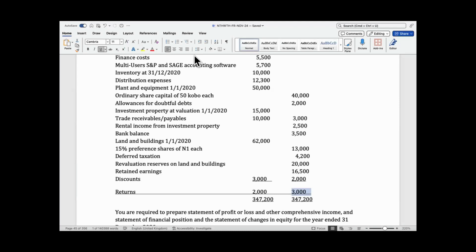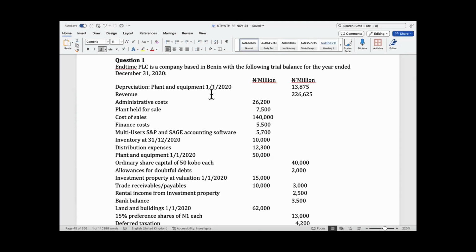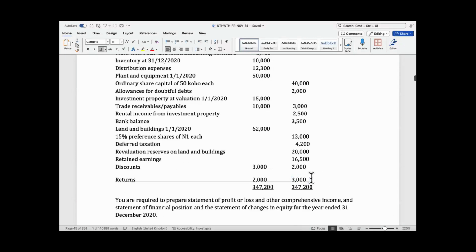Fantastic logic. Since revenue is always on the credit side, returns inward is what you remove from revenue, what came back from your revenue. So returns inward should be on the debit side, and returns outward will be on the credit side. Or you can call it returns on sales and returns on purchases.